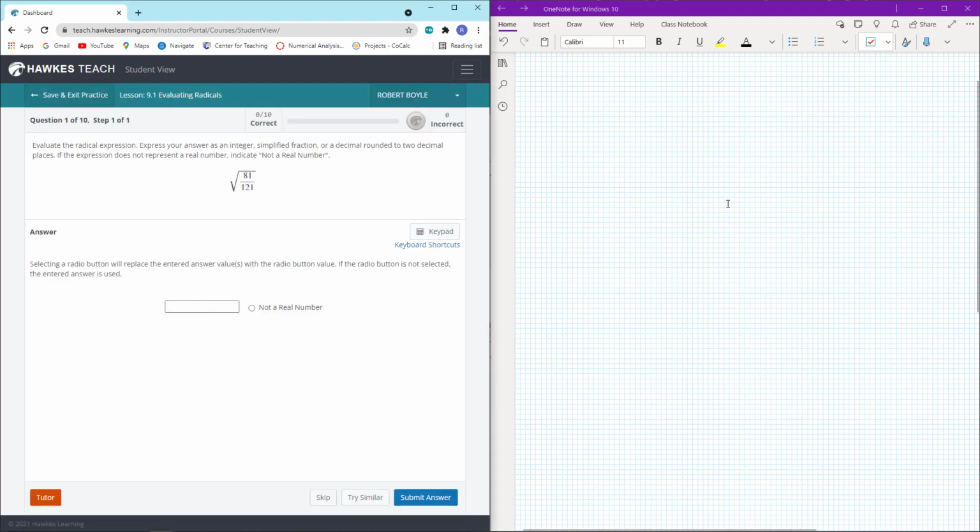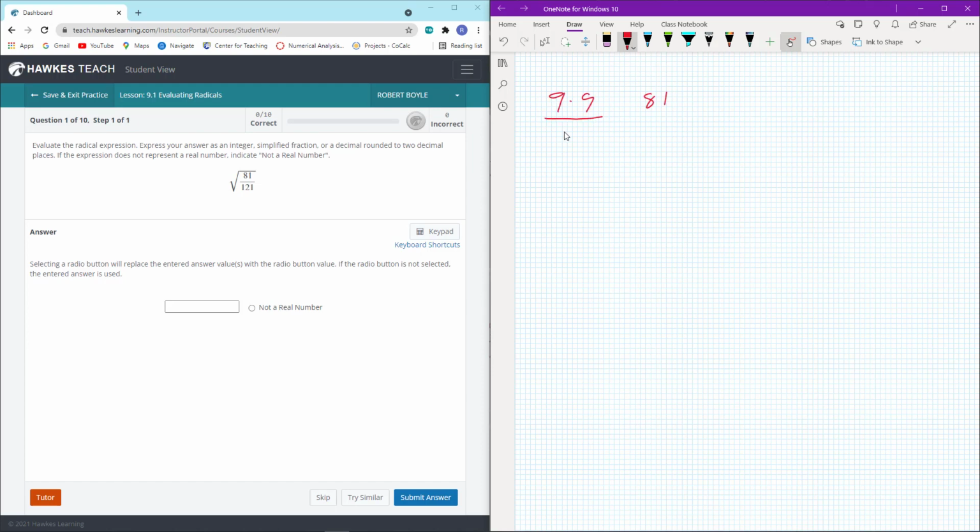And true to form, they start us out with some of the tougher problems. Now, in this one, just remember that 9 times 9 is 81. And then, as we mentioned in the previous part, 11 times 11 is 121. Which means that this is equal to 9 divided by 11, the entire thing squared. And therefore, our answer is going to be 9/11ths. That's the square root of 81 over 121 is going to be 9 divided by 11.